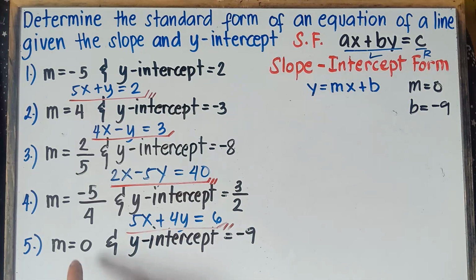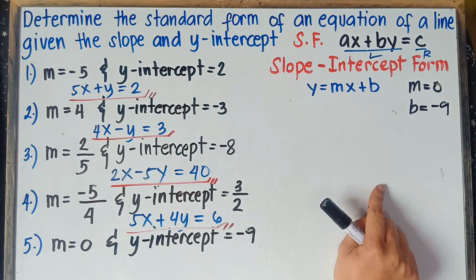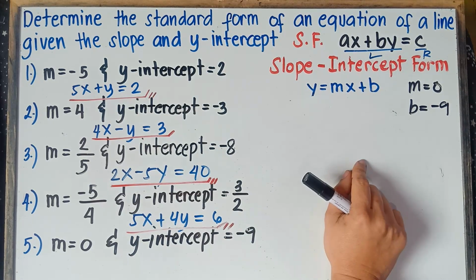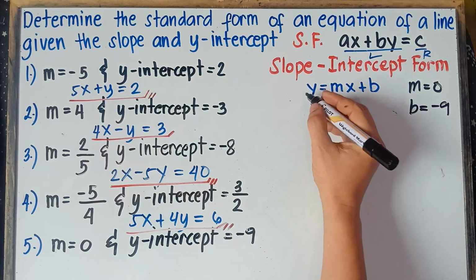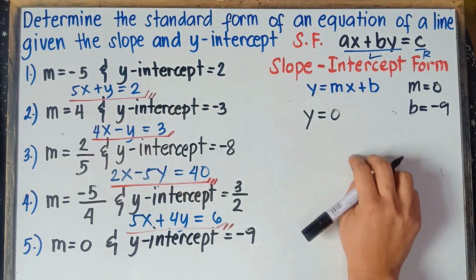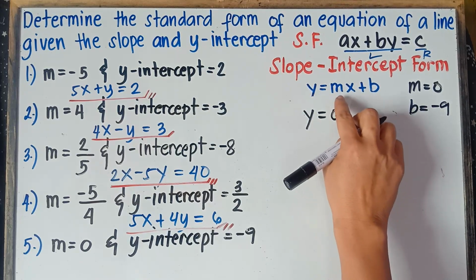Alright, so let's proceed now to example number 5. The value of m, or the slope, that would be 0. And then the value of y-intercept, or the value of b, that would be negative 9. Alright, so simply substitute the value of m. So copy y equals the value of m, that would be 0. And then simply copy x. So 0x, it means 0 times x.